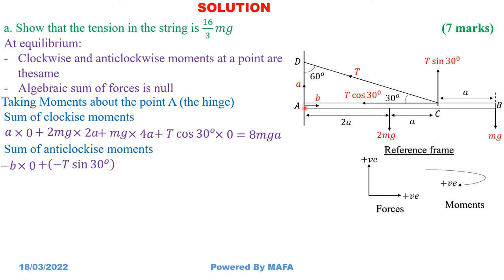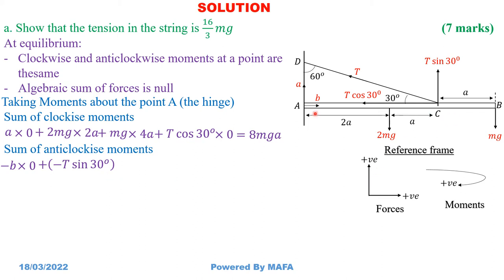We can simply see that there is no distance because B is acting at the point. Okay, now the next is going to be T sine 30, but it is anti-clockwise, meaning it is negative. Remember that the force is positive because it is pointing upwards, as our reference frame says. So T sine 30 degrees, which is the force, is positive. But since it is causing an anti-clockwise moment, we indicate the negative due to our reference frame. Anti-clockwise moments take the negative sign. So we have negative T sine of 30 degrees.